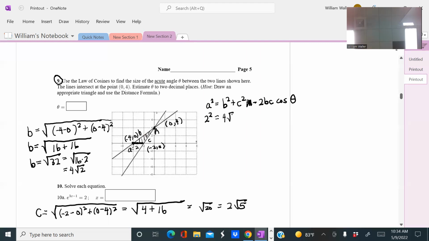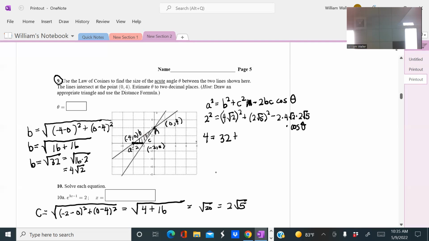Ooh, that's going to give you some arithmetic. So you have 4 square root of 2 squared plus 2 square root of 5 squared minus 2 times this times this. And then don't forget that's multiplied times the cosine of theta. So it looks like I get 4 is equal to, well, when you square 4 times the square root of 2, you get 32. Because remember, this was the square root of 32. So when you square that, you get 32.